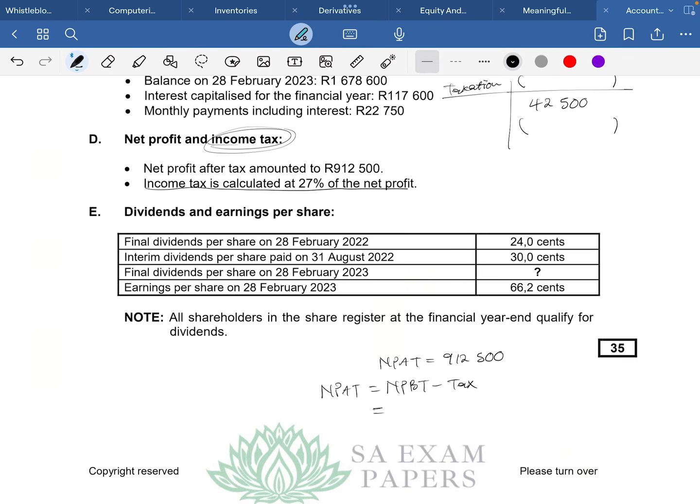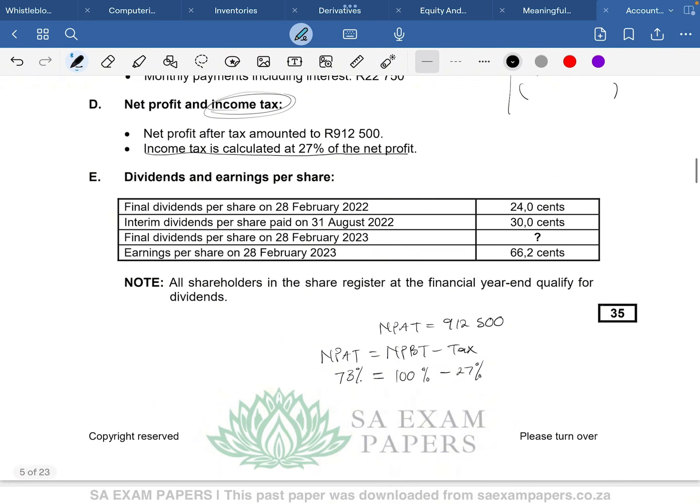If this confuses you, just know that net profit before tax is 100, and then tax is given at 27%. So this will be your 73%, right? Then now we move to what we want over what we know. Also, if you haven't watched my previous videos, I recommend that you go watch them so you can know why we are doing this in such a way.